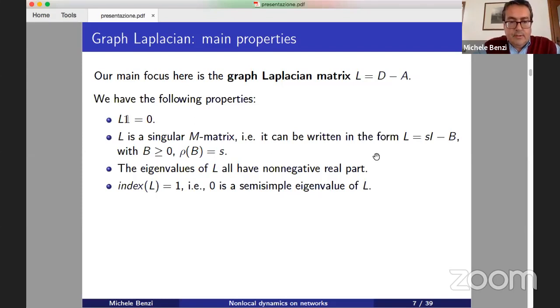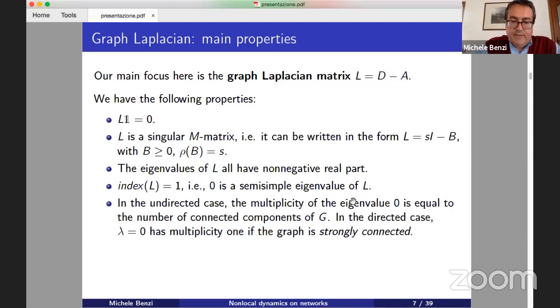The index of L is 1. By this we mean that the eigenvalue 0 is a semi-simple or non-defective eigenvalue of L. The index is defined as the size of the largest Jordan block associated to the 0 eigenvalue. So the index will be 0 for a non-singular matrix. For a singular M matrix, which comes from the Laplacian, for the Laplacian in particular of a graph, it can be shown that the eigenvalue 0 will always be semi-simple.